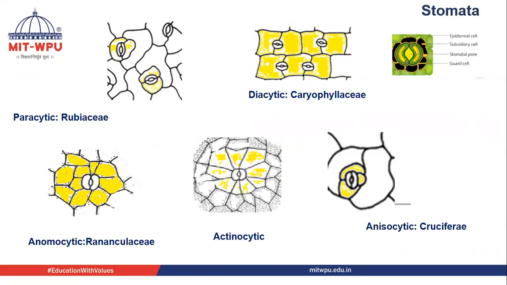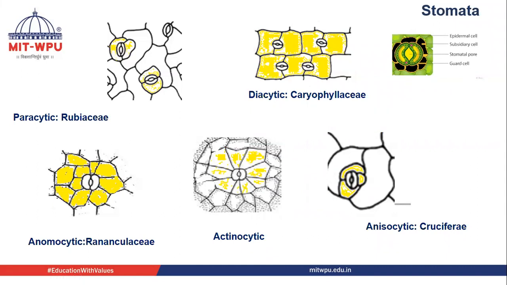So stomata are formed by these cells, these two cells. These are kidney-shaped or bean-shaped cells, we can say. These are called guard cells. These guard cells form the stoma. This is a pore, this is an opening. These guard cells are surrounded by some cells called subsidiary cells, and subsidiary cells are surrounded by the epidermal cells, as shown in this diagram.